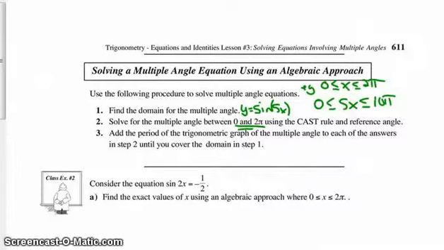So that's saying, well, what are the two principal angles that satisfy this condition using the CAST rule and reference angle? So we're going to find those 5x answers. So we find the reference angle, and we find those first two answers from 0 to 2 pi or 0 to 360. Now that we have them, you've got to go, and in step 3, you're saying, well, now you know the first two answers for that, but now you have to go and use the period, right?